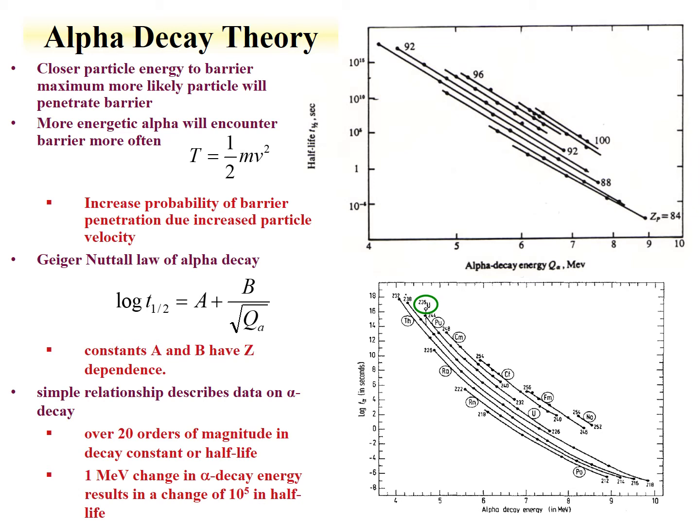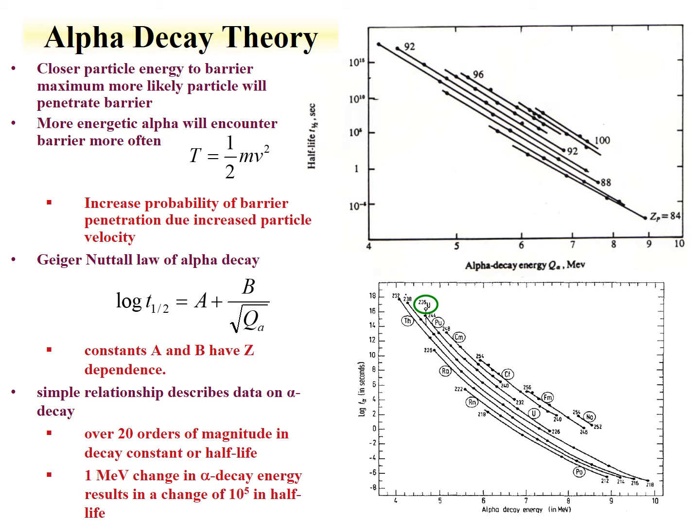The more times I hit the barrier, the more times I can sample that barrier, and the higher the probability in a given unit of time will be the manifestation of penetrating that barrier. Since the particle is going faster, it'll hit the barrier more often in a given amount of time. So this also goes to drive the increase of probability of barrier penetration.